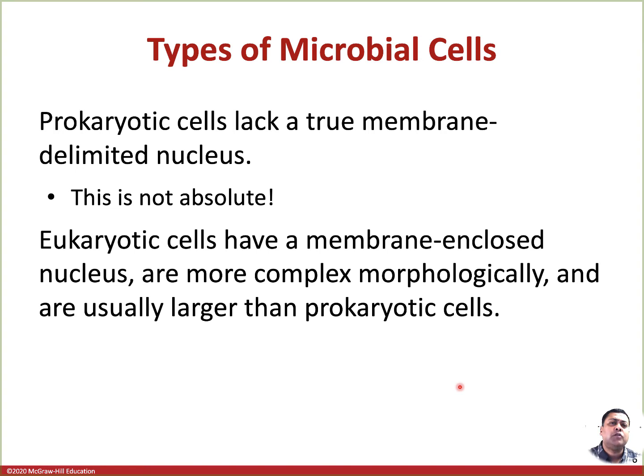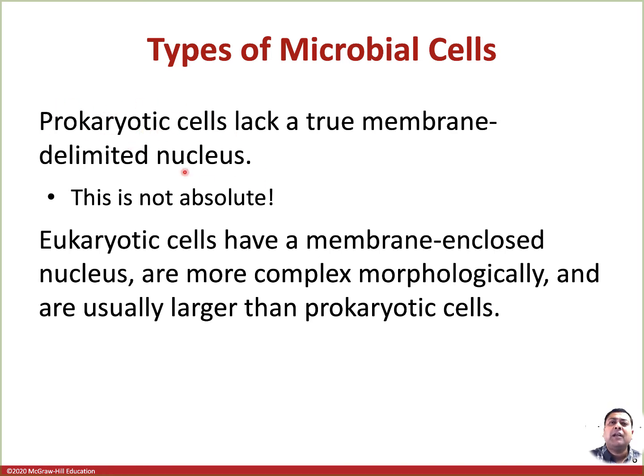So now we are going to talk about the types of microbial cell. The prokaryotic cell lacks a true membrane-delimited nucleus, and this is not absolute. What we mean by this is that a prokaryotic cell is a primitive type of cell. The word karyon comes from the Greek for nucleus. So pro means primitive nucleus.